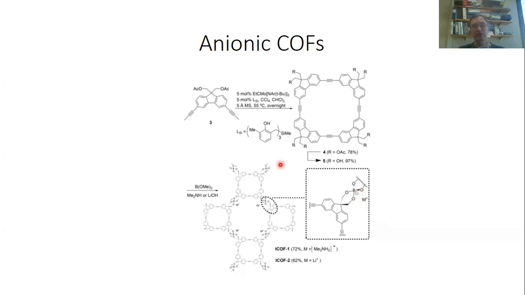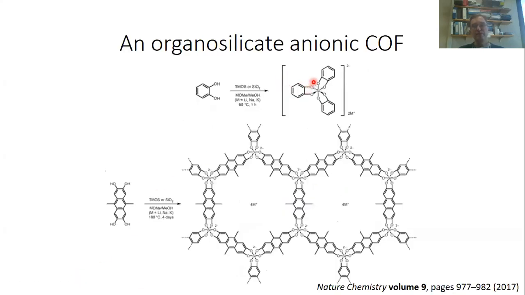Another possibility is hexa-coordinate silicon. So you see here a molecular anion, in which silicon is being bound to six oxygen atoms, and these six oxygen atoms are bound to benzene rings. So overall, we have three catecholate ligands surrounding a silicon atom, and the silicon atom formally carries a 2- charge, and therefore we have an anion.